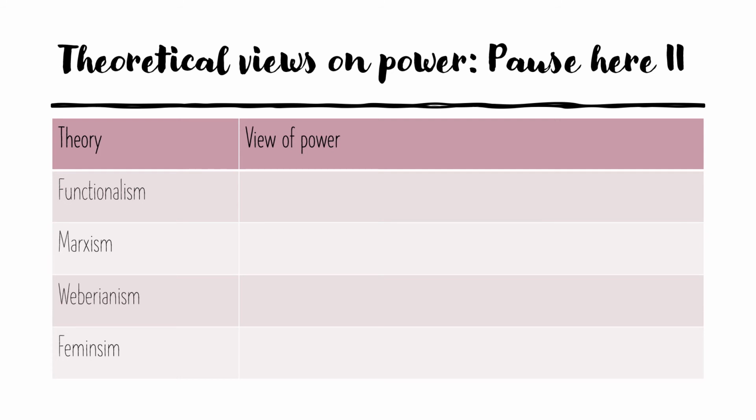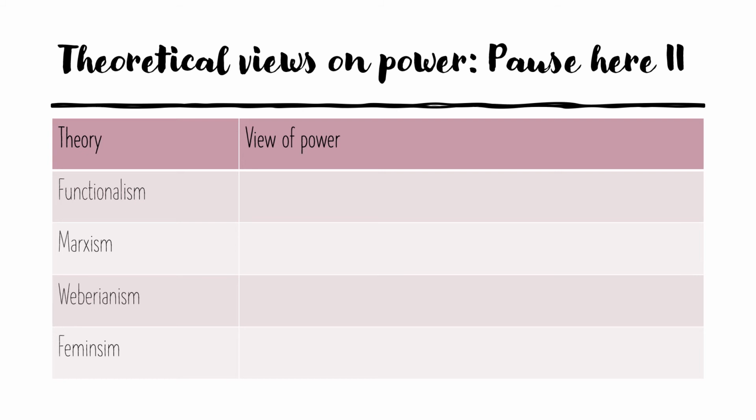Next task is to have a go at applying what we know about the 4 main theories on social stratification to power. So I want you to pause and have a think. What would functionalists think about power? What would Marxists think about power? Who has it? Where does it come from? What might Weber have said about it? And what will feminists think about it?